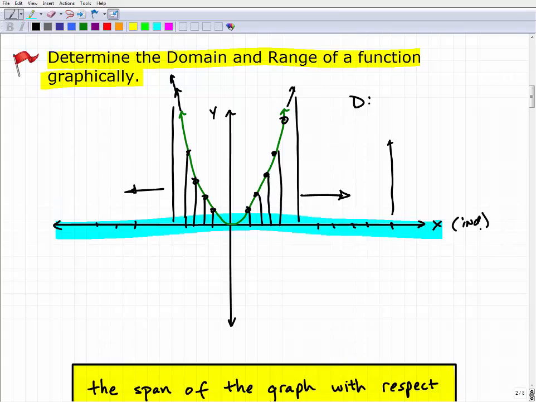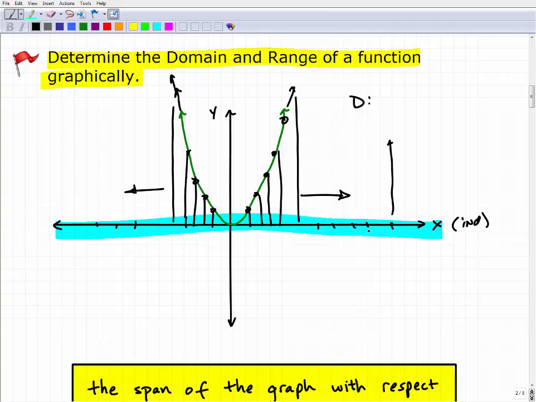It's the domain, okay? So being that all the x values on this particular graph are represented, the domain is all numbers on the x-axis, i.e. all real numbers, okay? So do you recall how to express all real numbers using interval notation? Just a little pop quiz here.